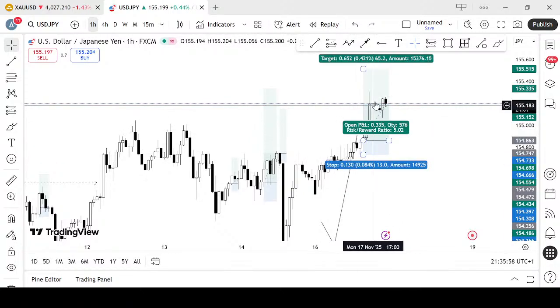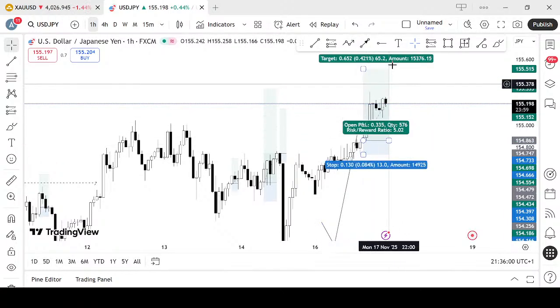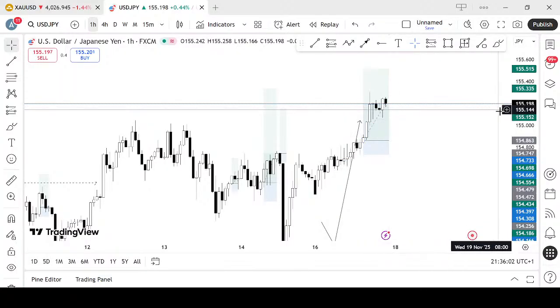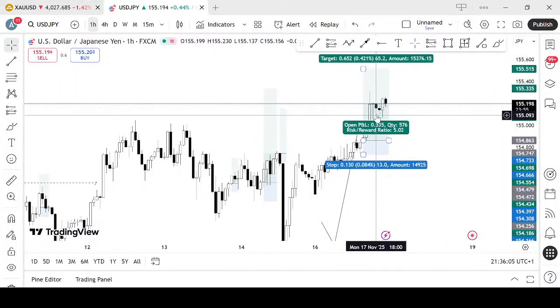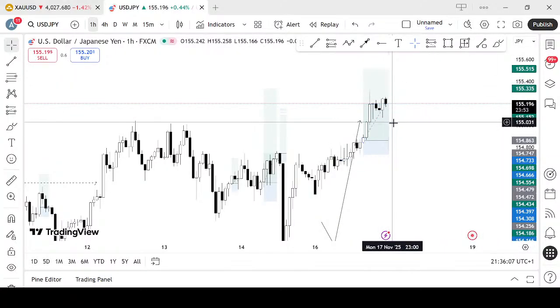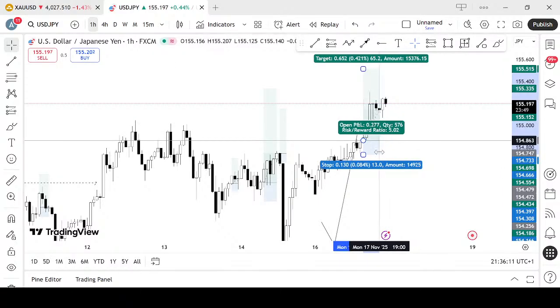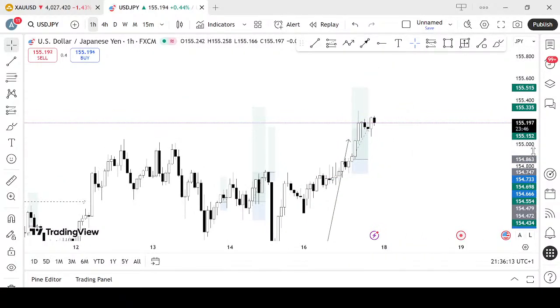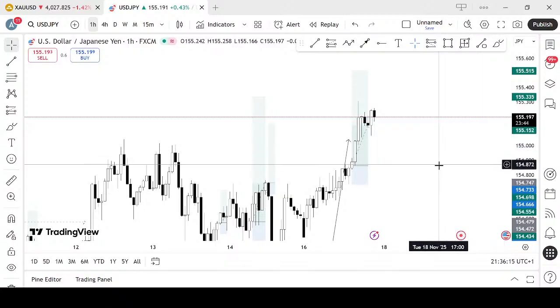So I left it to play out, and obviously it did more than 1:3, and I might as well enter this position now because it looks like it's going for the 1:5, because this is another entry given before the end of the session. I'll take the second entry.